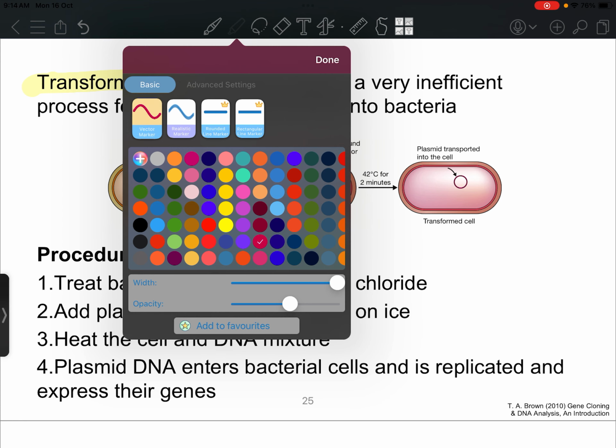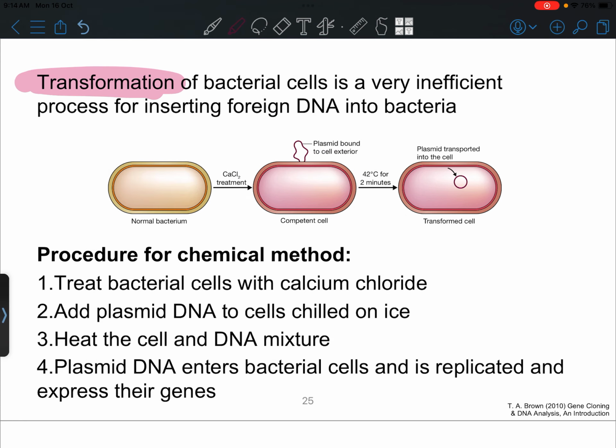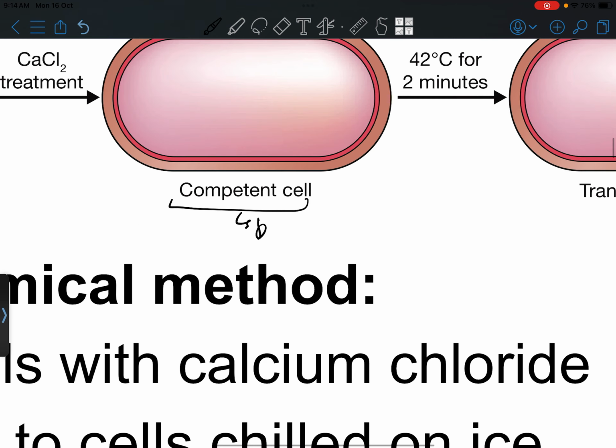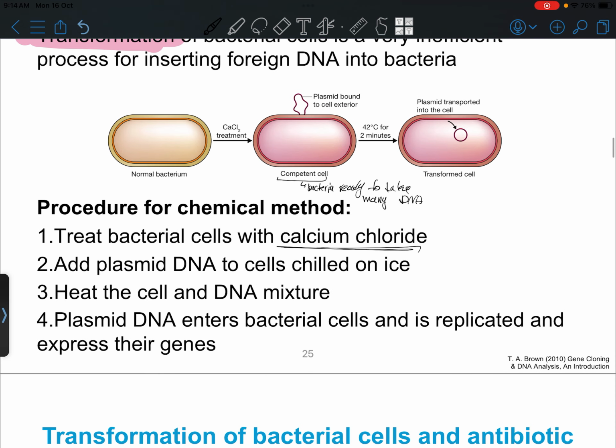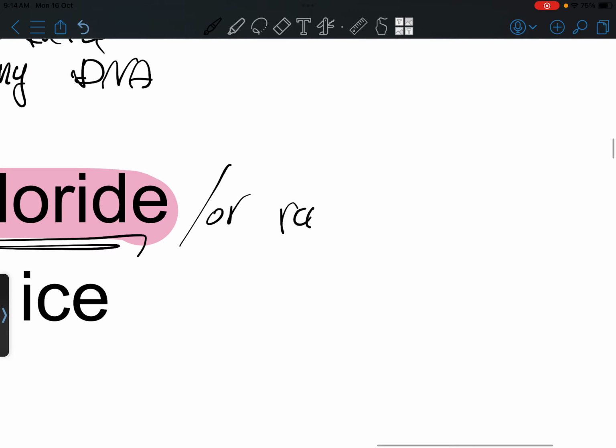Before this bacteria can take your plasmid, it must become a competent cell. A competent cell is a bacteria ready to take any foreign DNA, aka your plasmid. So we treat the normal bacteria with what? With a chemical called calcium chloride. Okay? Sometimes we use another chemical called rubidium chloride. Both are chloride salts.